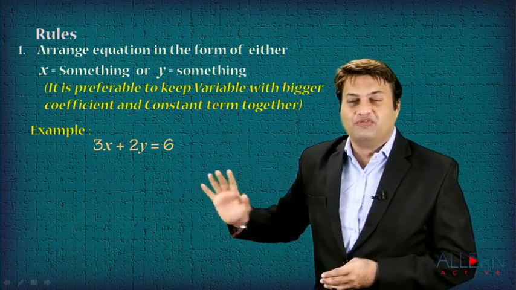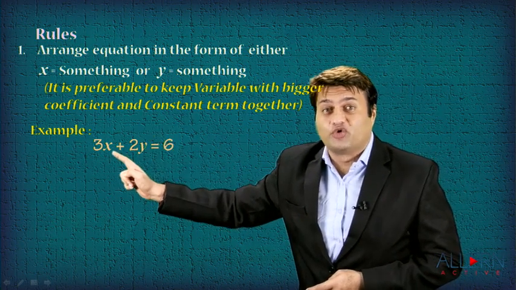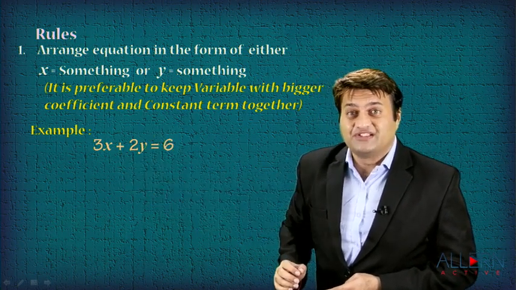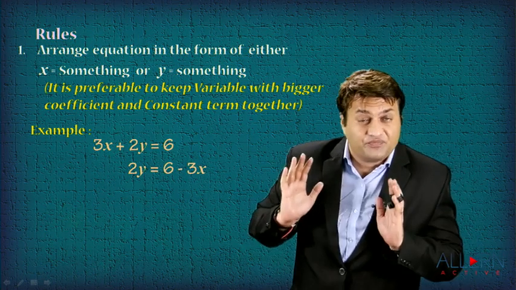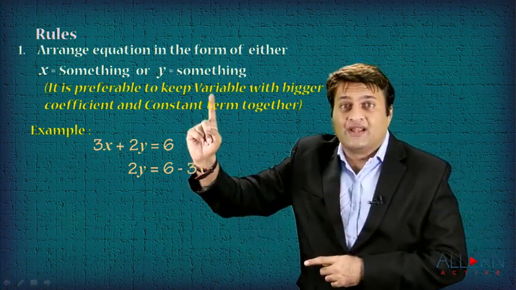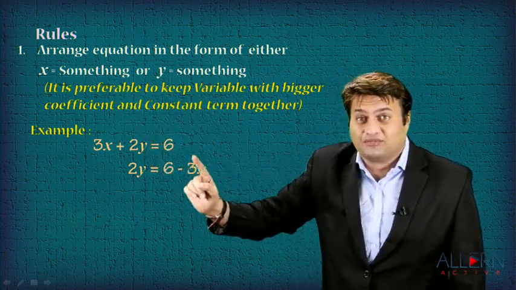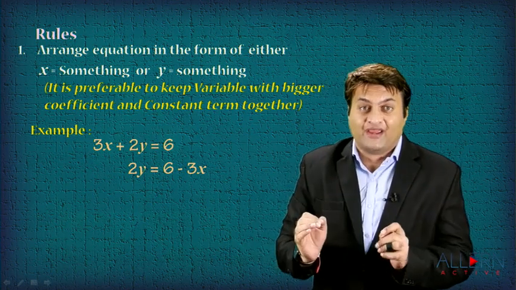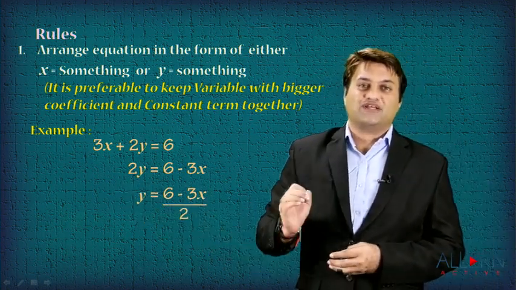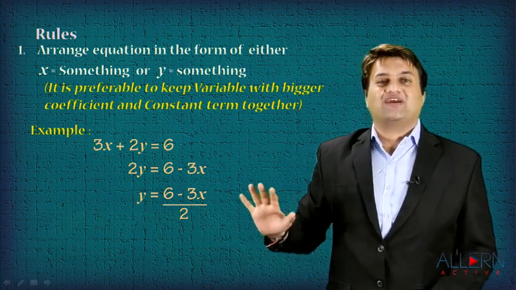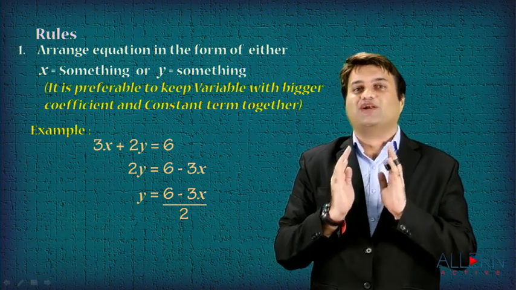Right? So here what we will do is, we will shift the variable with the bigger coefficient. Now what is the bigger coefficient here? 3x. Let us shift 3x to the other side and you get 2y is equal to 6 minus 3x. After that, as I said, we need it in the form of either x is equal to something or y is equal to something. What we have right now is 2y. So we need to take this 2 to the other side. So we get y is equal to (6 minus 3x) upon 2 and we get the equation in the form of y is equal to something. So that's the first thing that you all need to do.